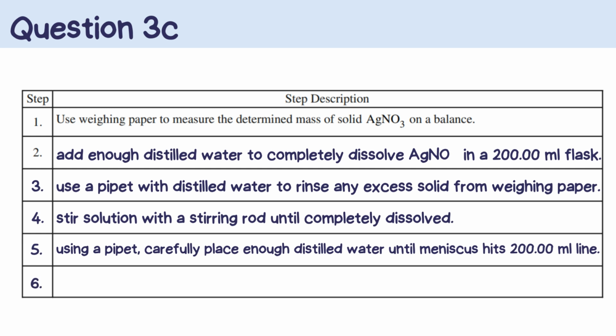And lastly, for step 6, make sure that everything is combined, which means swirling the flask until everything pretty much looks mixed. And that's how to create a solution, and I don't think you have to actually use up all 6 blanks, but you pretty much just want to make sure that all your information is covered.